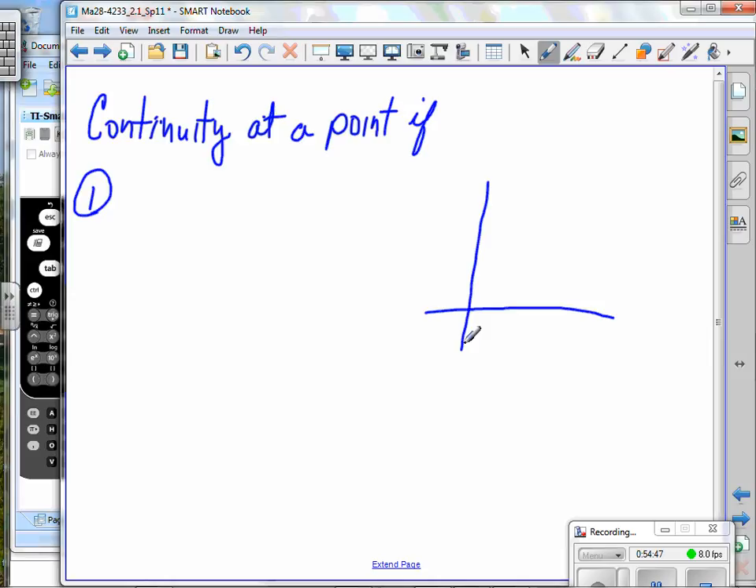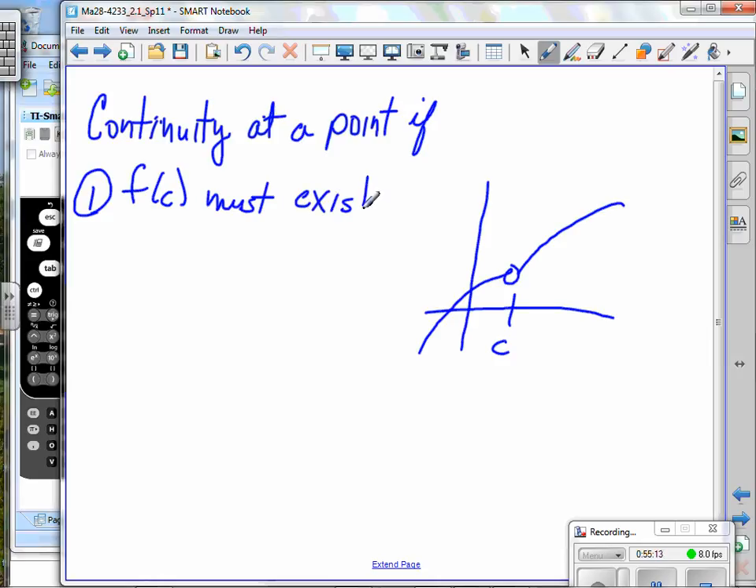Okay, I'm going to go through a list here, because I see a sequence happening here. You're absolutely correct. It has something to do with limit. Would this be considered continuous? Why not? Okay, f of c must exist, okay? And right now at c it doesn't.